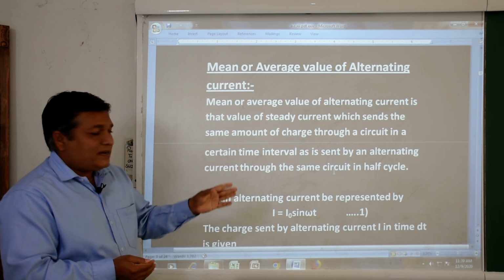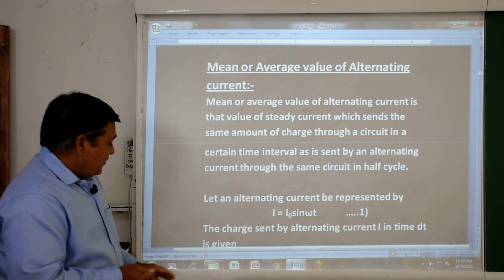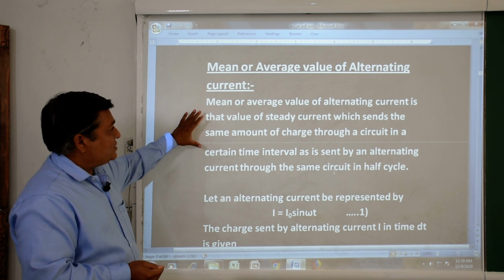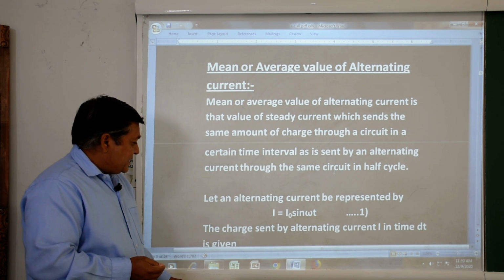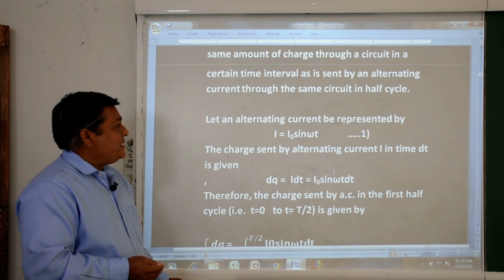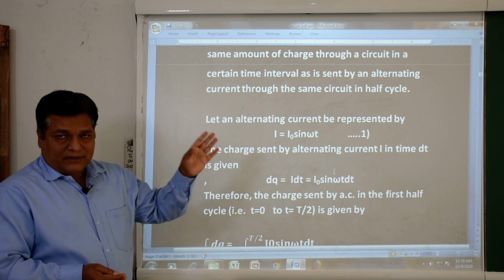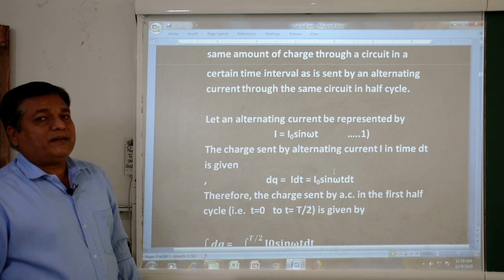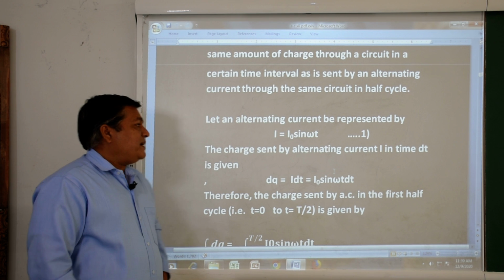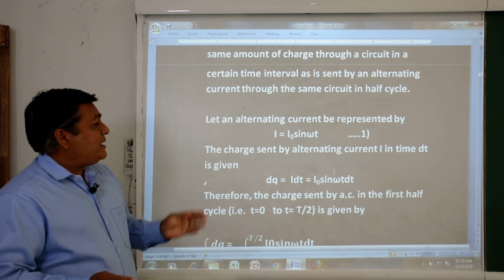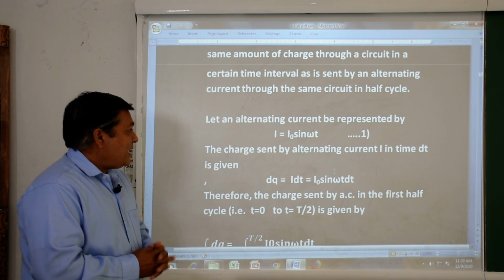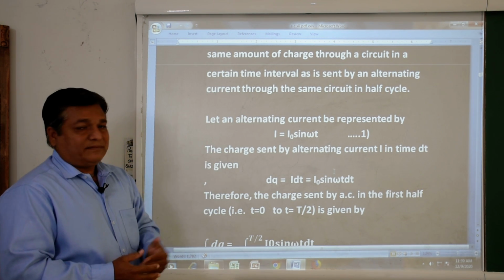So, let us now try to take out the value of it. If we consider this as the definition of mean or average value of alternating current, let an alternating current be represented by I. I already gave you the expression for it: I is equal to I naught sin omega t. Let us call this equation number 1.